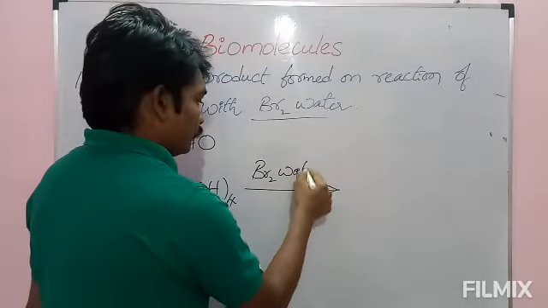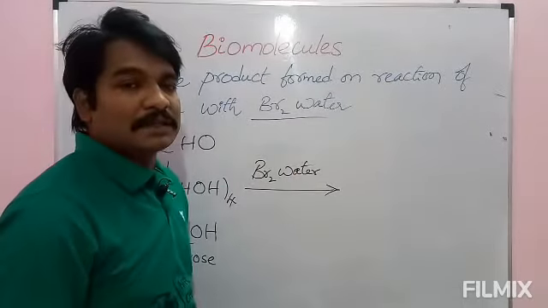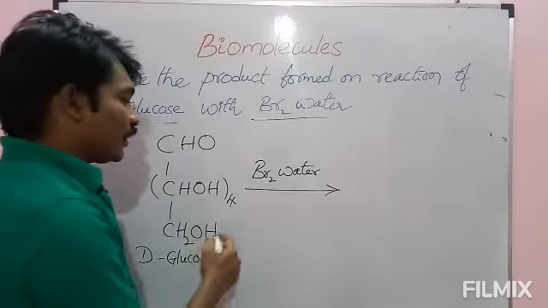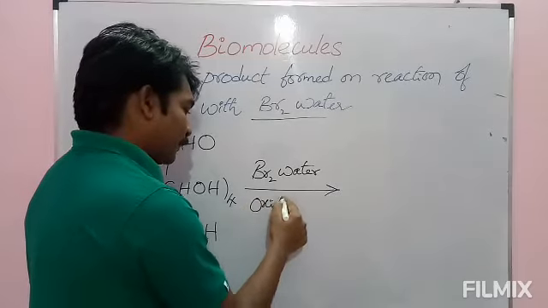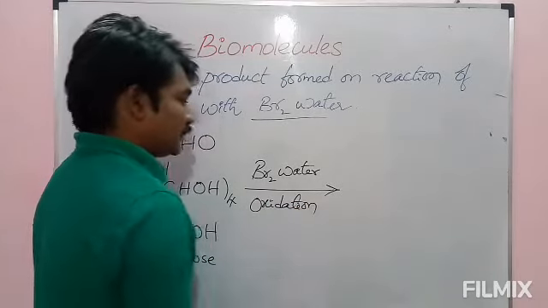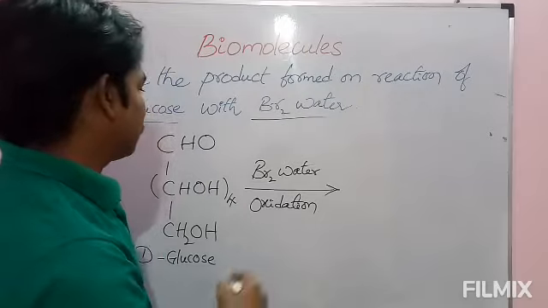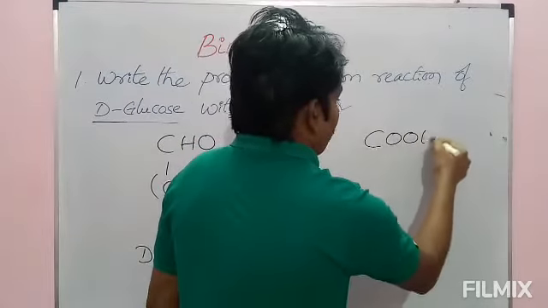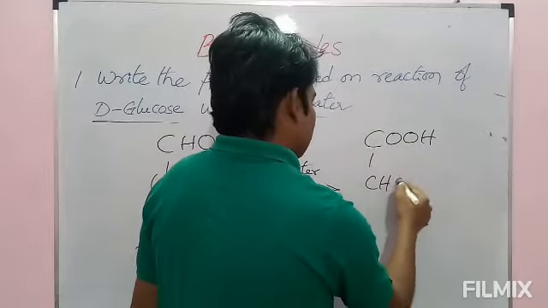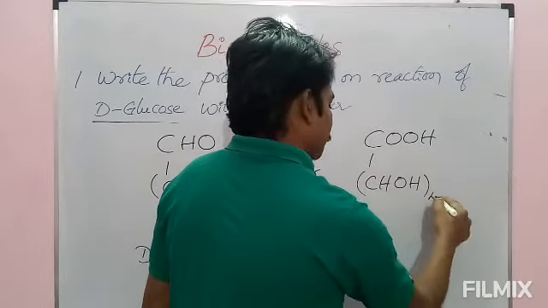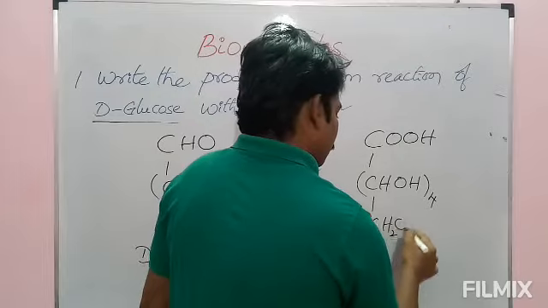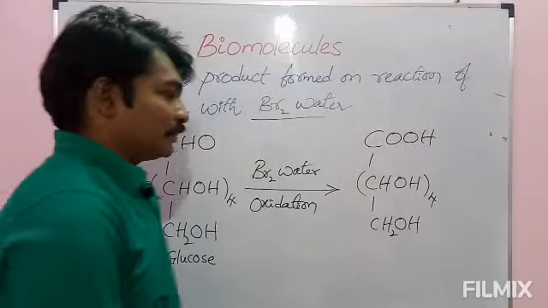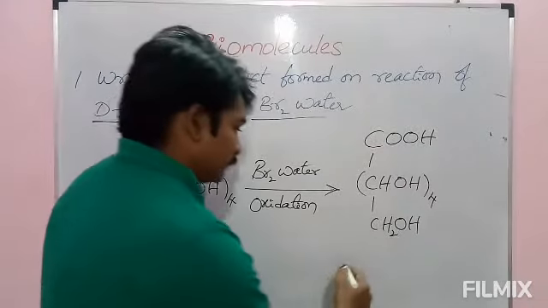Here bromine water acts as a strong oxidizing agent. In presence of bromine water, the oxidation process takes place because bromine water is an oxidizing agent here. As a result, we get COOH and the remaining part as it is, CHOH 4 times, CH2OH. What is this? This is nothing but gluconic acid.